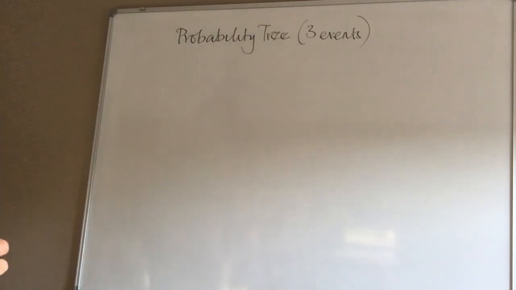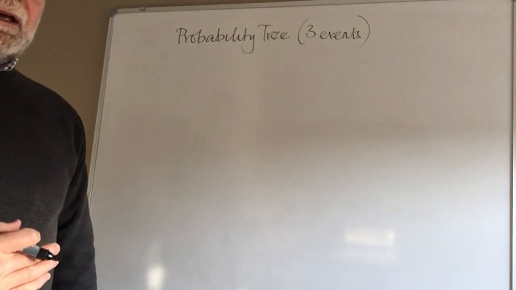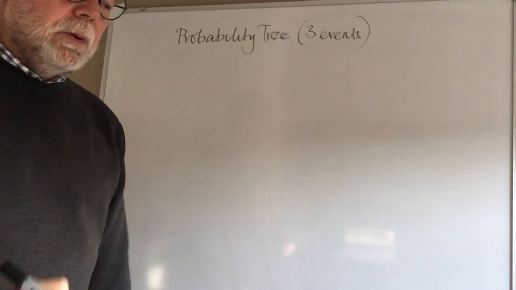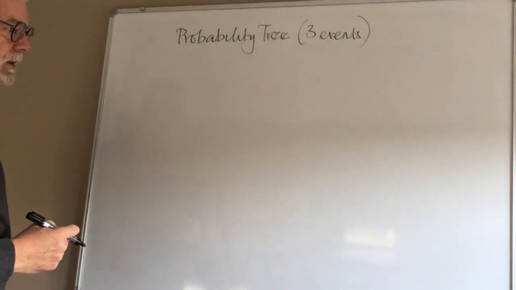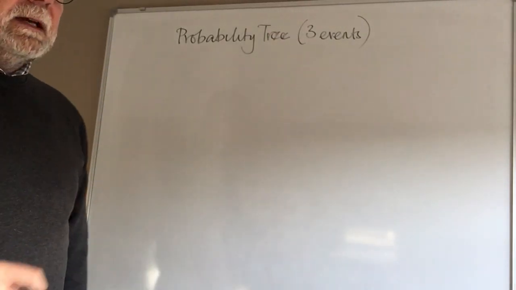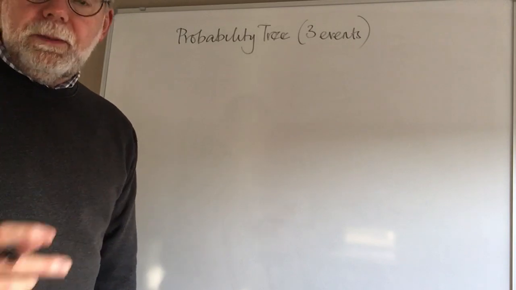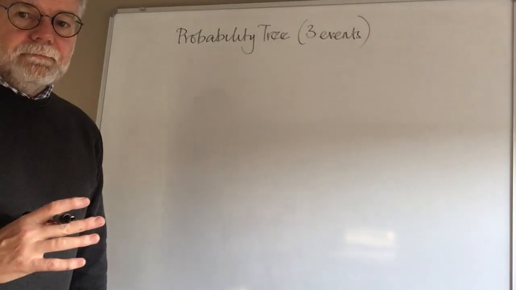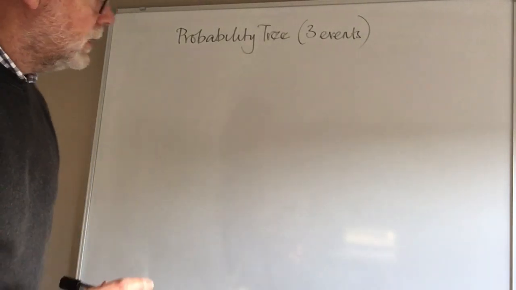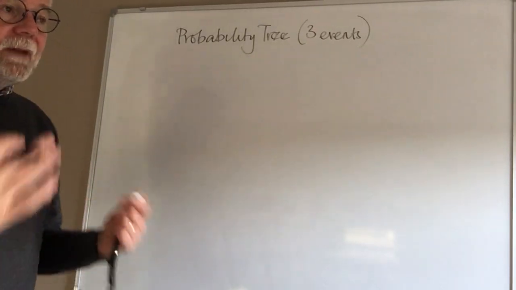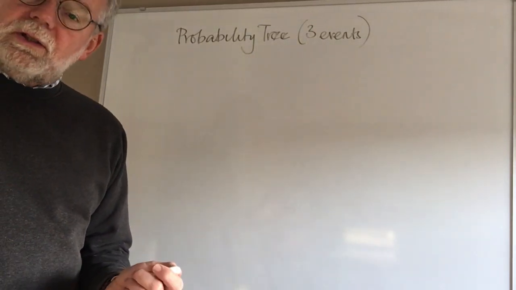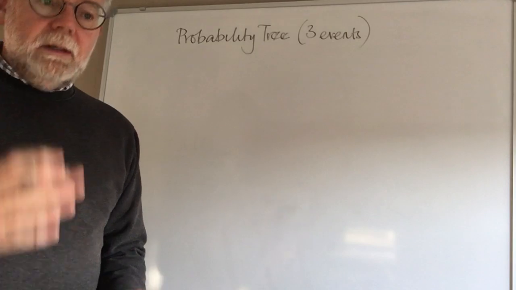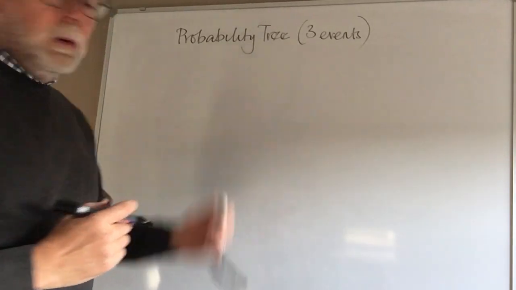Now we're going to have a look at a probability tree where we have 3 events, and I'm going to keep it simple to demonstrate the principle. So let's say I've now got a coin and I'm going to flip it 3 times. What are my potential outcomes? Well, the first thing is, whenever we get a question like that, we've got to trigger in our minds probability tree.